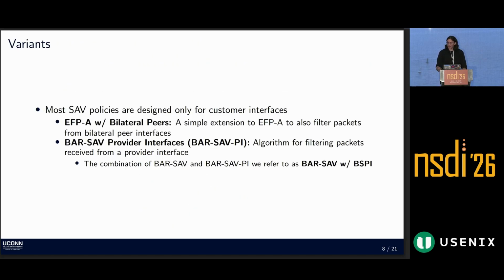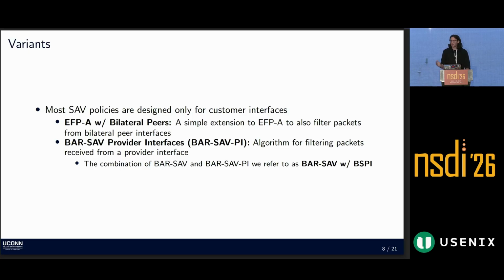There are many more variants of these SAV policies that I will not discuss here. Some examples that you'll see later in the results is EFP-A with bilateral peers. This is a simple extension to EFP-A, which normally is only applied on customer interfaces to include both customer and bilateral peer interfaces. Additionally, BAR-SAV has an extra algorithm for provider interfaces called BAR-SAV PI. We evaluate both BAR-SAV with BAR-SAV PI and BAR-SAV without BAR-SAV PI.